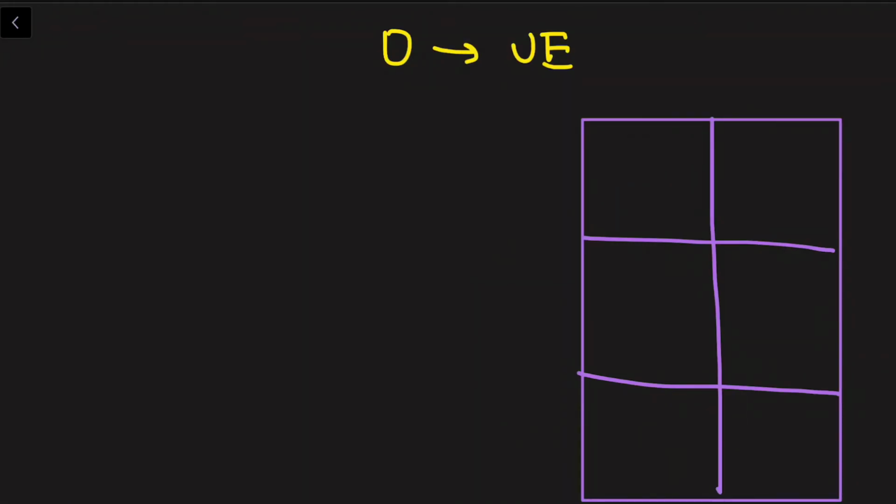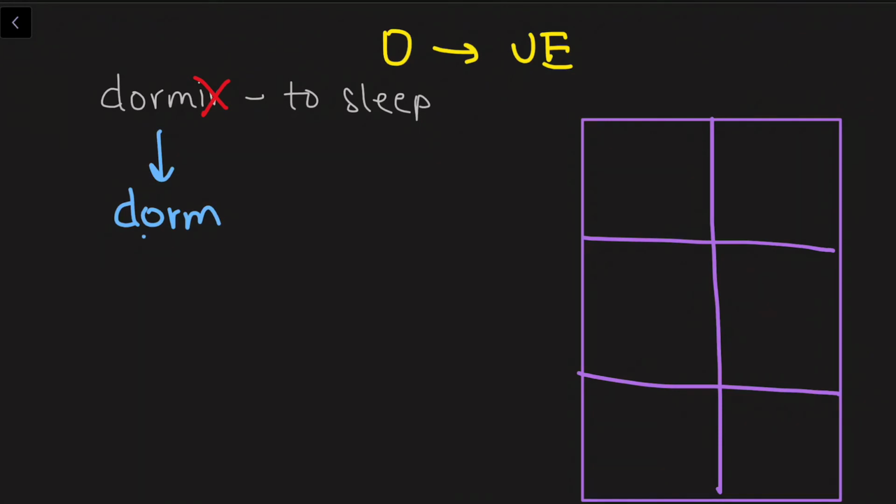Next, let's look at O to UE stem changes. Let's use the verb dormir for this. This means to sleep. So the first thing we're going to do is find the stem by crossing out the last two letters, the I and the R, and we end up with dorm. Now, according to the stem changing, the O over here is supposed to change to a UE, so we substitute that and we leave the rest of the stem same. So we end up with the stem duerm.